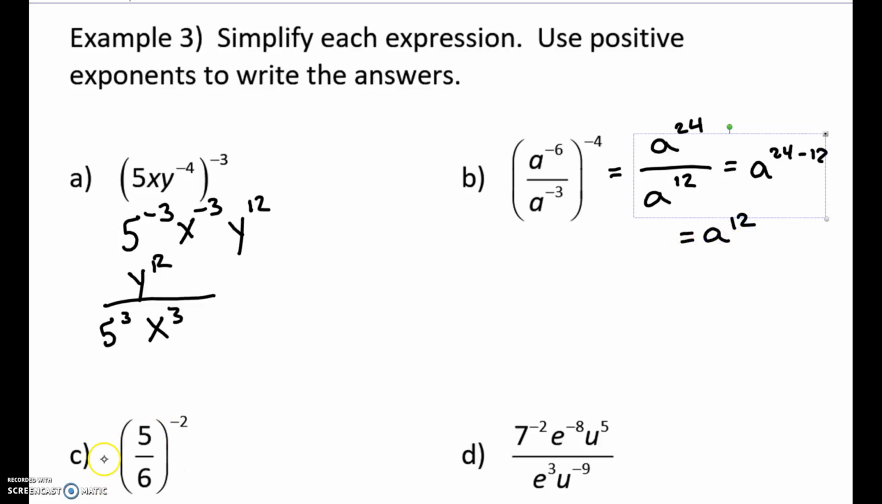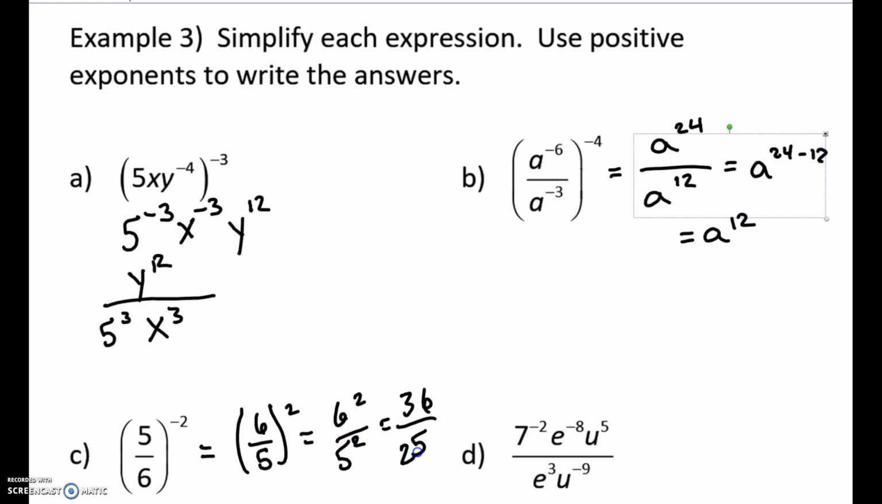This guy, I'm going to do a slightly different way. I'm going to flip it first to get rid of the negative. So I get 6/5, and then I'm going to square it. So I would get 6 squared over 5 squared, which is 36 over 25.